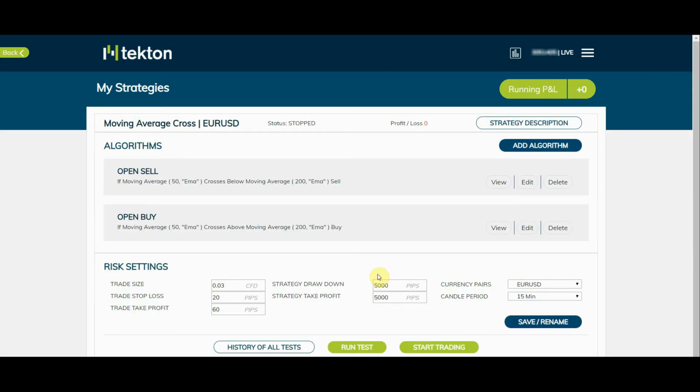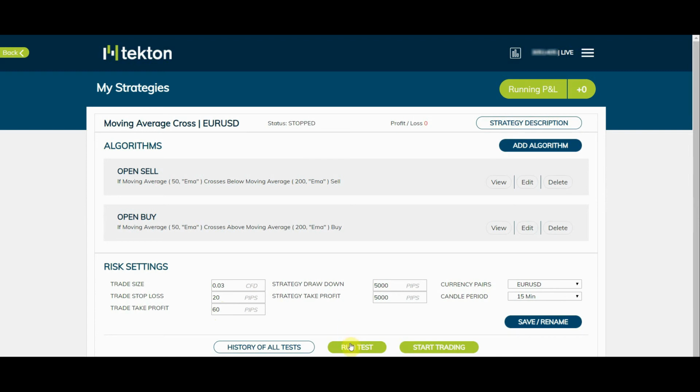Okay guys, so here's another one. This one is a moving average cross. So we're using the cross of two moving averages here. Now, we've got a strategy drawdown, take profit at the 5,000 default. These are 5,000 pips of default. The stop loss is 20, the take profit is 60. So we're running this at a 3-to-1 reward to risk.